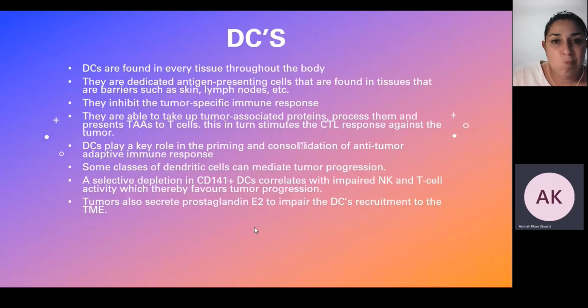DCs play a critical role in priming and consolidation of anti-tumor adaptive immune responses. Some classes of dendritic cells, which are also called DC cells, can mediate tumor progression. A selective depletion of the CD141 plus DCs correlates with impaired NK and T cell activity, which thereby favors tumor progression. Tumors also secrete prostaglandin E2 to impair the DC's recruitment to the TME.